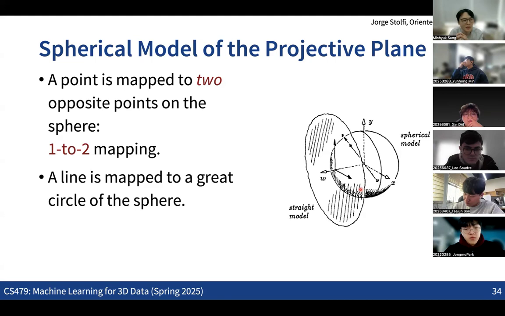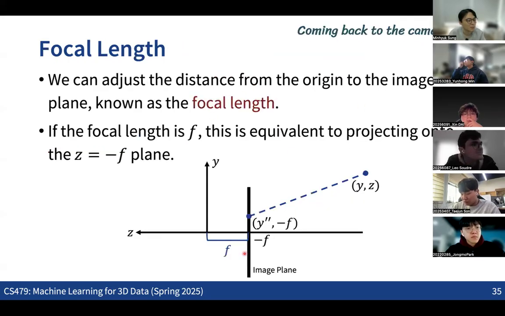So this was a very brief introduction to the homogeneous coordinate system and the projective space. Based on that, we can define the camera model. When we come back to the camera model, we have seen an example where we put the image plane at Z equals 1 and then flip the image. That was identical to putting the image plane at the point where Z becomes -1.